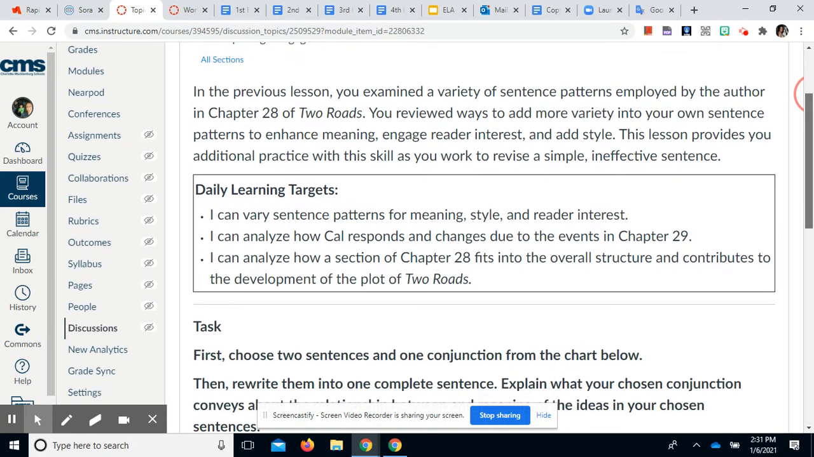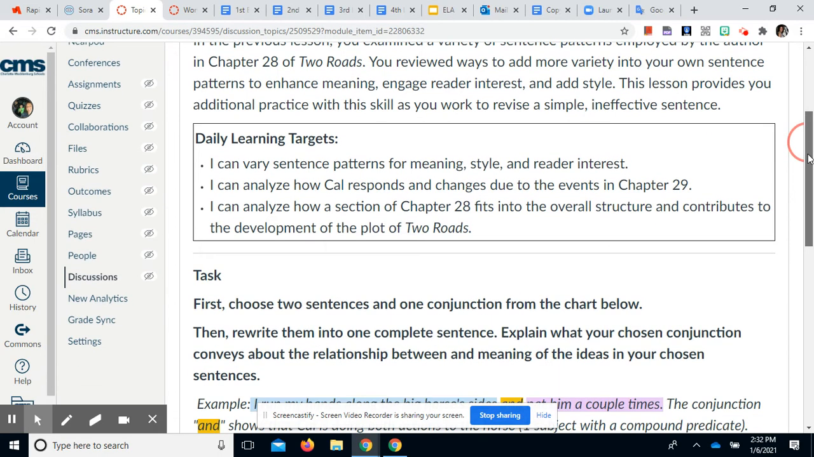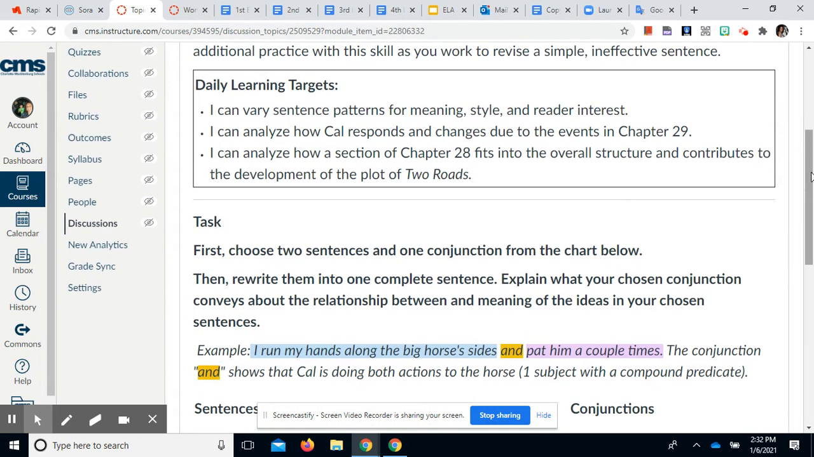In the previous lesson, you examined a variety of sentence patterns employed by the author in Chapter 28 of Two Roads. You reviewed ways to add more variety into your own sentence patterns to enhance meaning, engage reader interest, and add style. This lesson provides you additional practice with this skill as you work to revise a simple and effective sentence. Our learning targets for today: I can vary sentence patterns for meaning and style and reader interest.